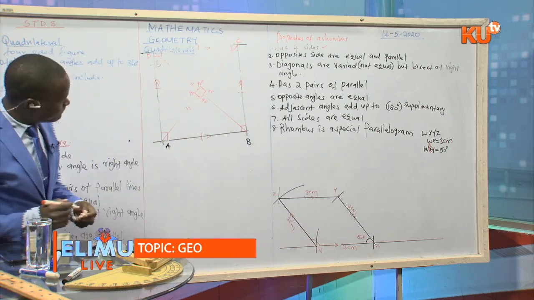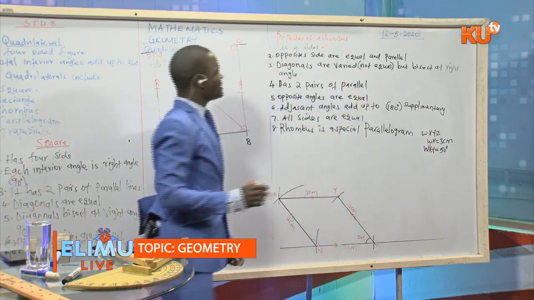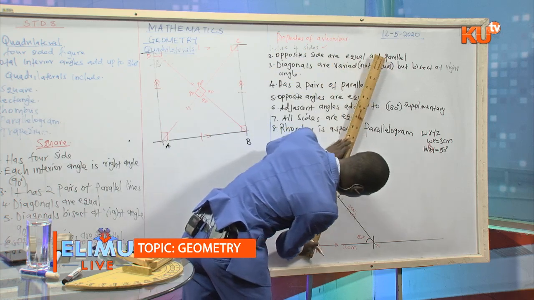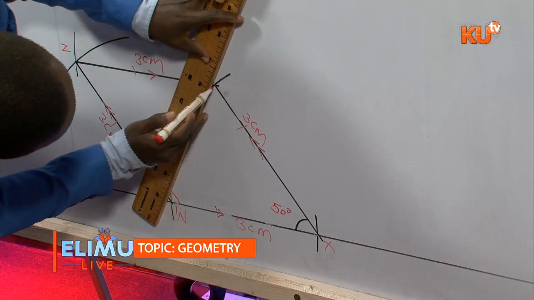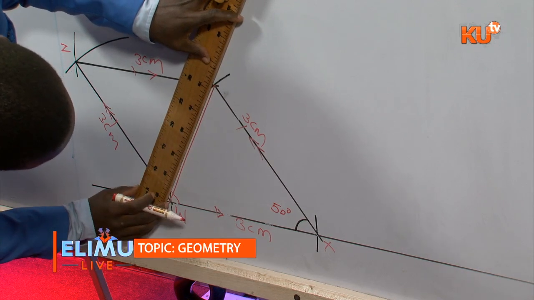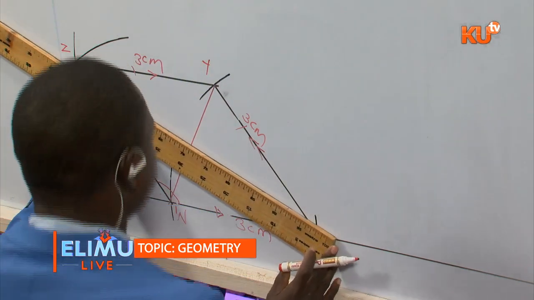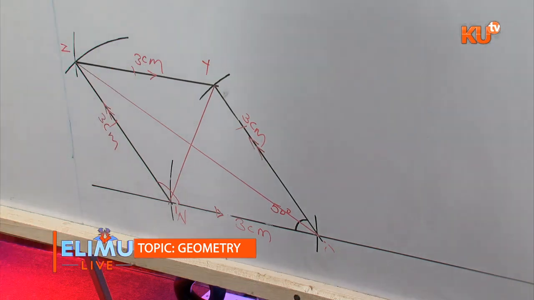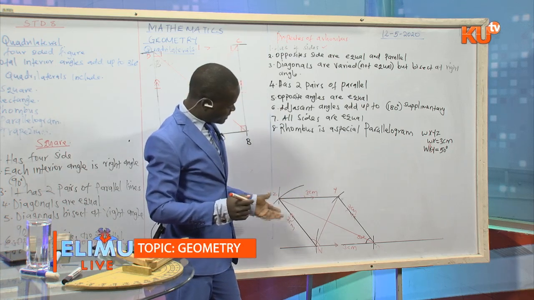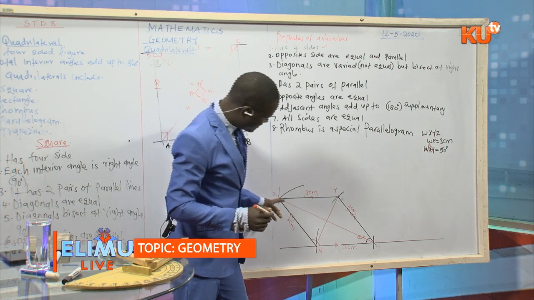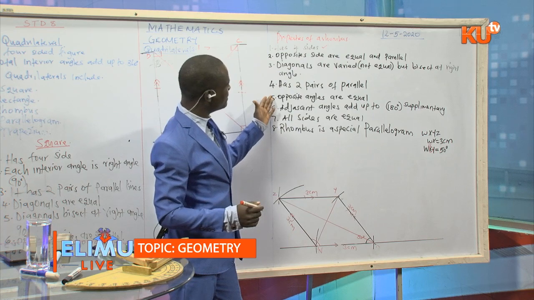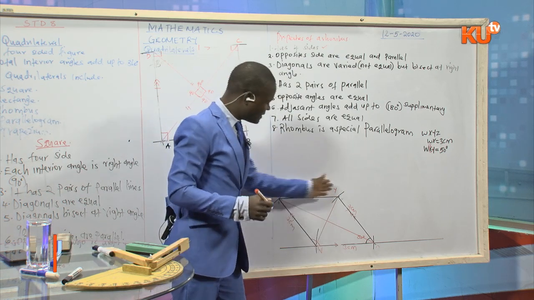And then we also say that diagonals are varied, not equal, but bisect at right angles. So I want us to join line WY and also line XZ. So we join it like that. If you keenly observe this rhombus, it is evident that line ZX is longer than line WY. And that's why we said here that diagonals are varied. This diagonal and this diagonal are not equal.